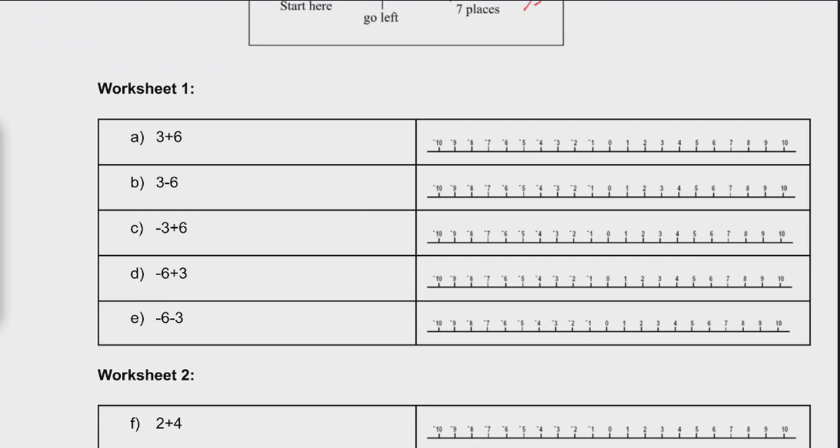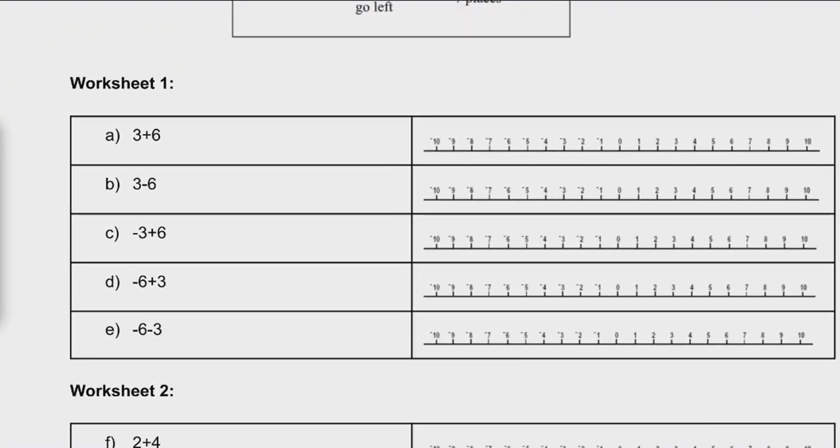Let's look at the first set of examples. The first is 3 plus 6. We start on 3 and it's a plus, so we go right along our number line 6 places: 1, 2, 3, 4, 5, 6, and we end up at 9. That is our answer. Now 3 minus 6: we start at 3, it's a minus, so we go left 6 places: 1, 2, 3, 4, 5, 6. So 3 minus 6 ends up at -3.